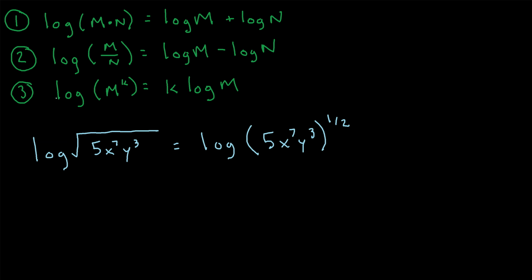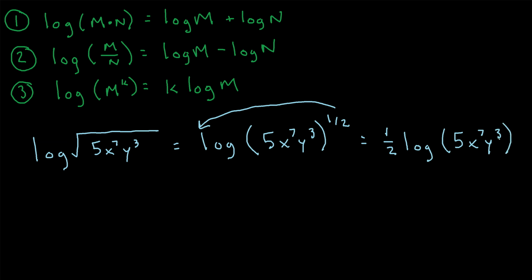And then remember, rule 3, if we have log of m to the power of k, we can rewrite that as k times log of m. So we can actually rewrite this as, we'll throw this 1/2 out front. And we'll say 1/2 log of 5x to the 7th times y to the 3rd. Okay, so now that we've rewritten that, we said that when we have multiplication, so 5 times x to the 7th times y to the 3rd, we can rewrite multiplication as addition.